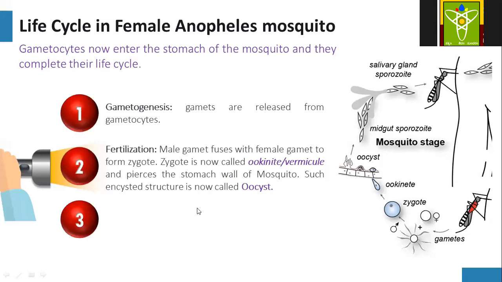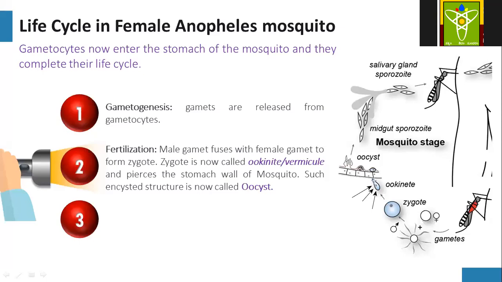Fertilization. The male gamete now fuses with the female gamete to form a zygote. The zygote of the Plasmodium is now called ookinete, or also called vermicule. What is this vermicule? If you look at this particular ookinete, it looks like a slightly elongated structure. Can you see this, student? It is slightly elongated, looks like a worm. Hence, the ookinete of Plasmodium is called vermicule. It looks like a worm.